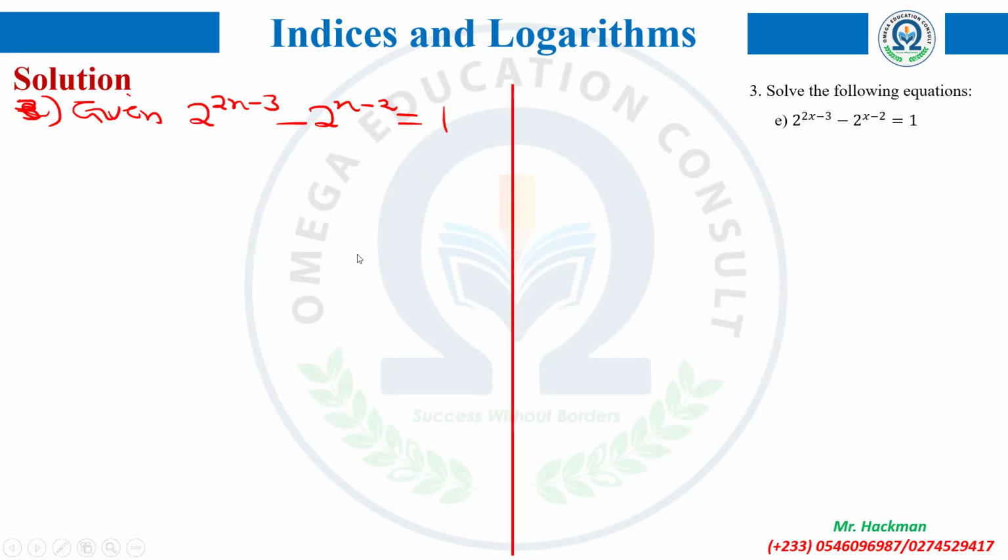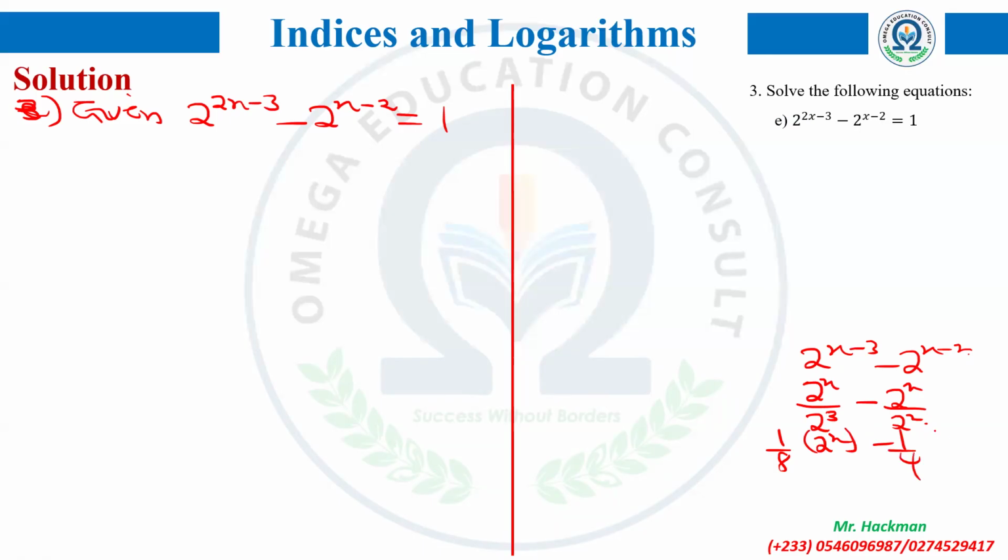Please come again. Okay, so assuming the question was this: 2 to the power x minus 3, minus 2 to the power x minus 2. I know that this is the same as 2 to the power x over 2 cubed. Am I right? Then minus, this will also give me 2 to the power x over 2 squared. So that indirectly will give me 1 over 8 into 2 to the power x. Then this will give me 1 over 4 into 2 to the power x. So these two are like terms, so I can combine the coefficients and attach the 2 to the power x.